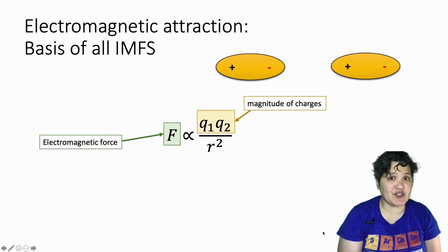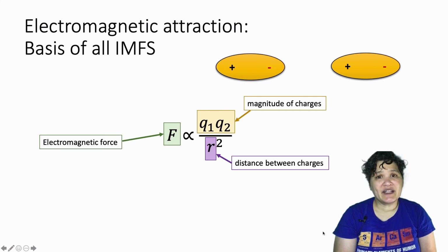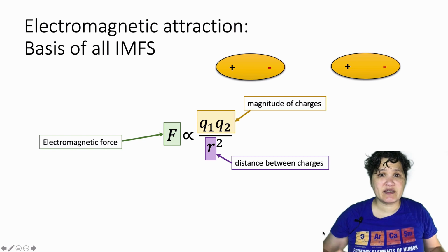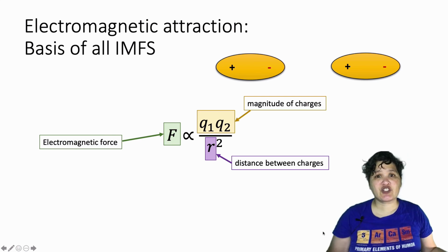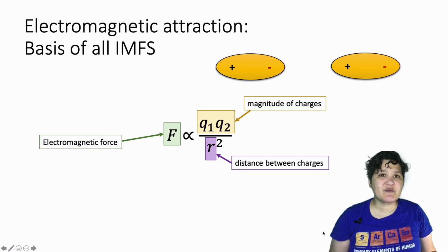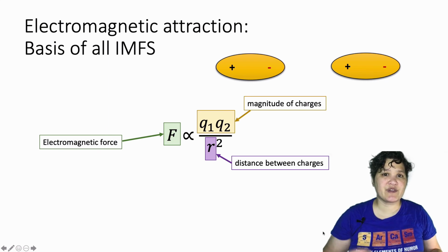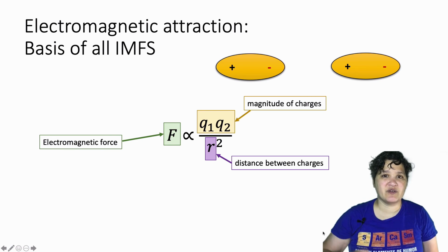the magnitude of the charges that are interacting with each other, how big are those charges, divided by the distance between the charges squared. So the bigger the distance, the smaller the force. The smaller the distance, the bigger the force. The bigger the charges, the stronger the force. The smaller the charges, the smaller the force. And so you can really think about this as it's the charges over the distance, and that is sort of a simplification that we're going to use right now.